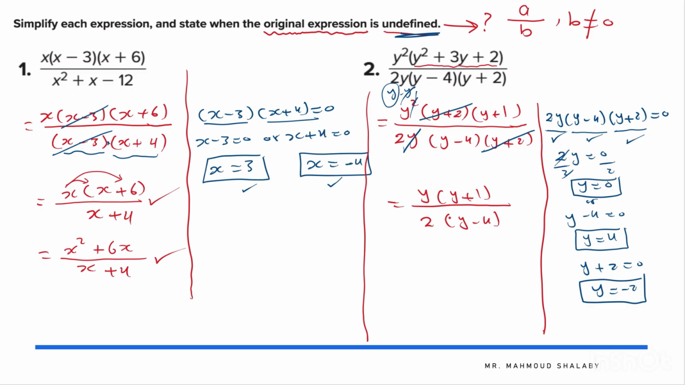Now, if you will find your answer like this, that's it. If you can't find it, or there is no bracket, it means you need to expand these brackets. So it will be y times y is y squared, plus y times 1 is y, over 2 times y is 2y, minus 2 times 4 is 8, and this could be one of the choices.